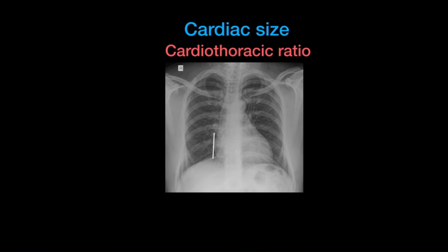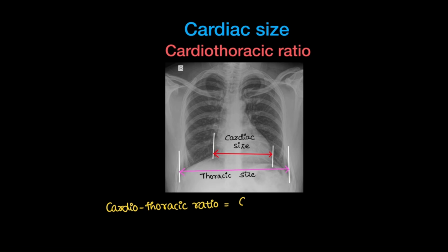To measure cardiac size on X-ray, we use the cardiothoracic ratio. So we take the cardiac size first and next the thoracic size below the base of the heart, and then divide cardiac size by thoracic size. So the name itself suggests what to divide from what. Do not get confused. Cardiothoracic ratio means cardiac size divided by thoracic size. How to measure the cardiac size? I will explain it now.